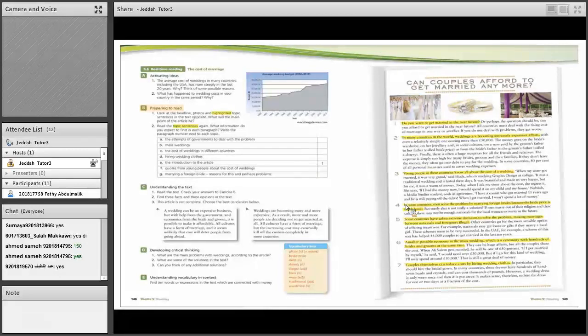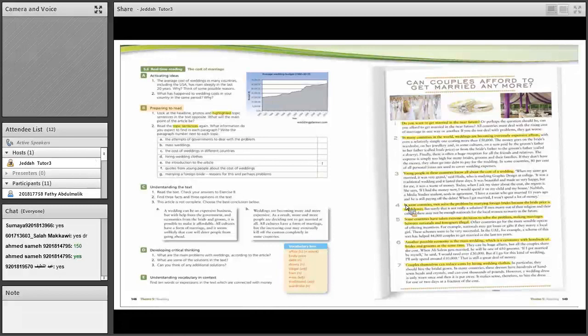Bias means that you are in favor of something or against something. Bias does not necessarily mean that you're against something. Not being neutral is bias. If you're neutral, it means that you're not taking sides. You're not for or against something. You're presenting all the sides, and then it's up to the reader to come up with his or her own conclusion, right? It doesn't seem that we're having this in the article that we read yesterday. Can couples afford to get married anymore? It doesn't seem that the writer is neutral. He is biased. So biased in what direction? Biased in the direction of wedding expenses.